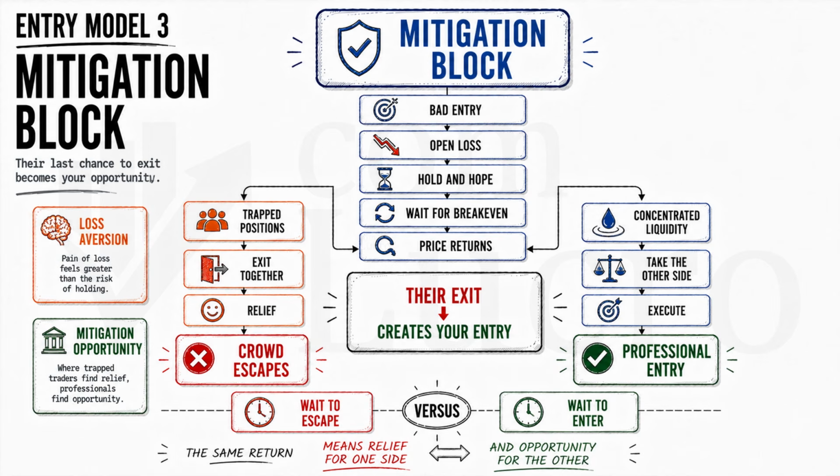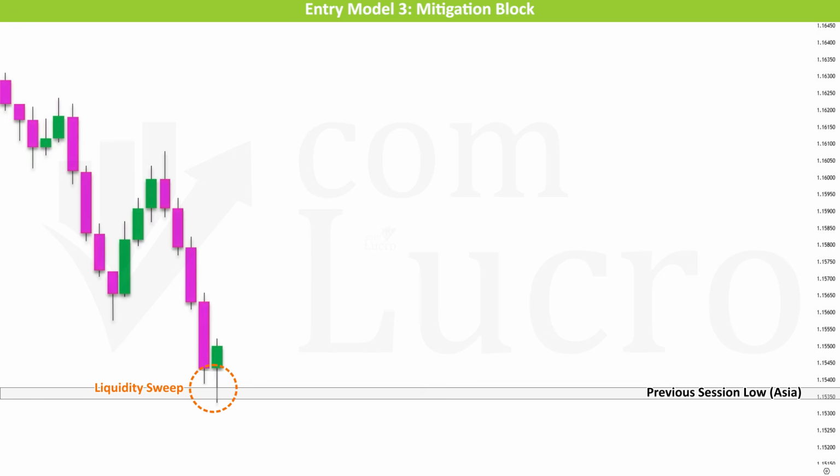Next, let us move to the third entry model, the mitigation block, where trapped traders get one last chance to exit, and you get your entry. Among reversal setups, this entry model is considered one of the most powerful you can use. As with the previous models, this pattern only carries weight when it develops off a higher timeframe decision point, or right after a major liquidity grab. Without that higher timeframe context, the setup loses much of its strength.